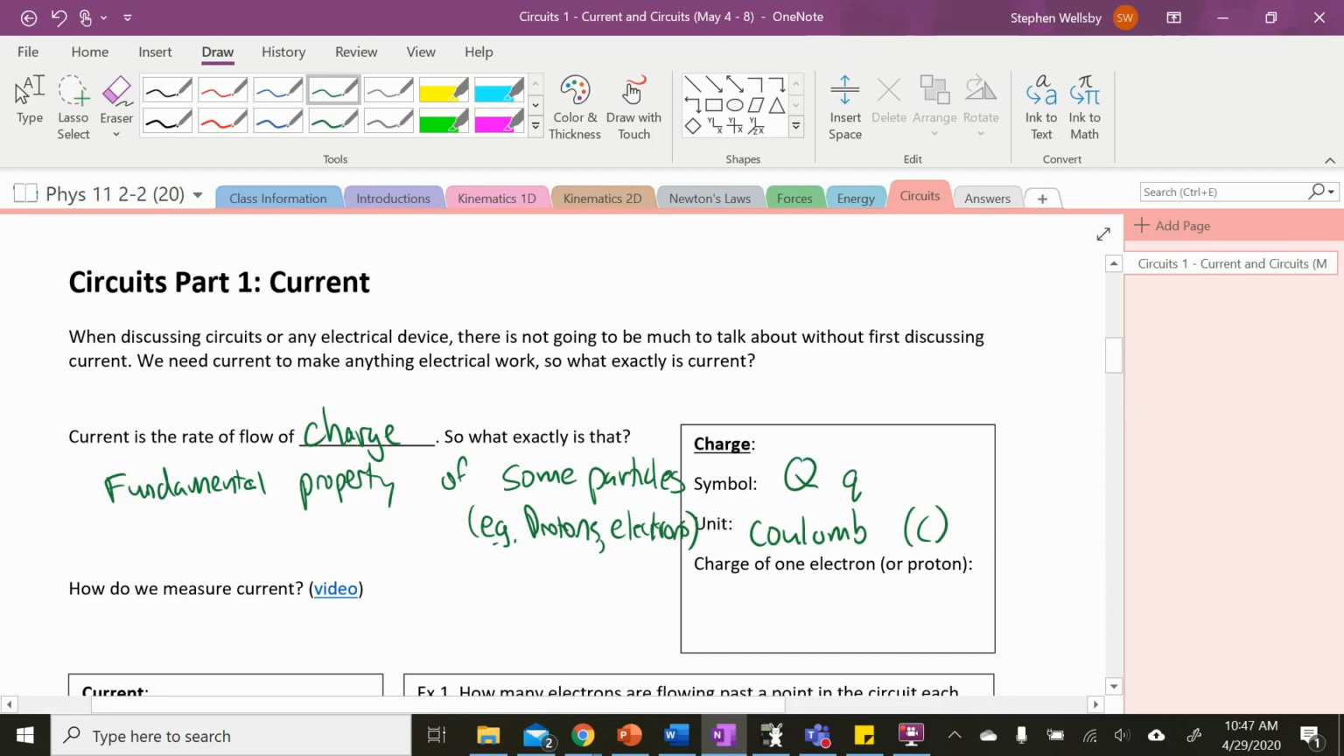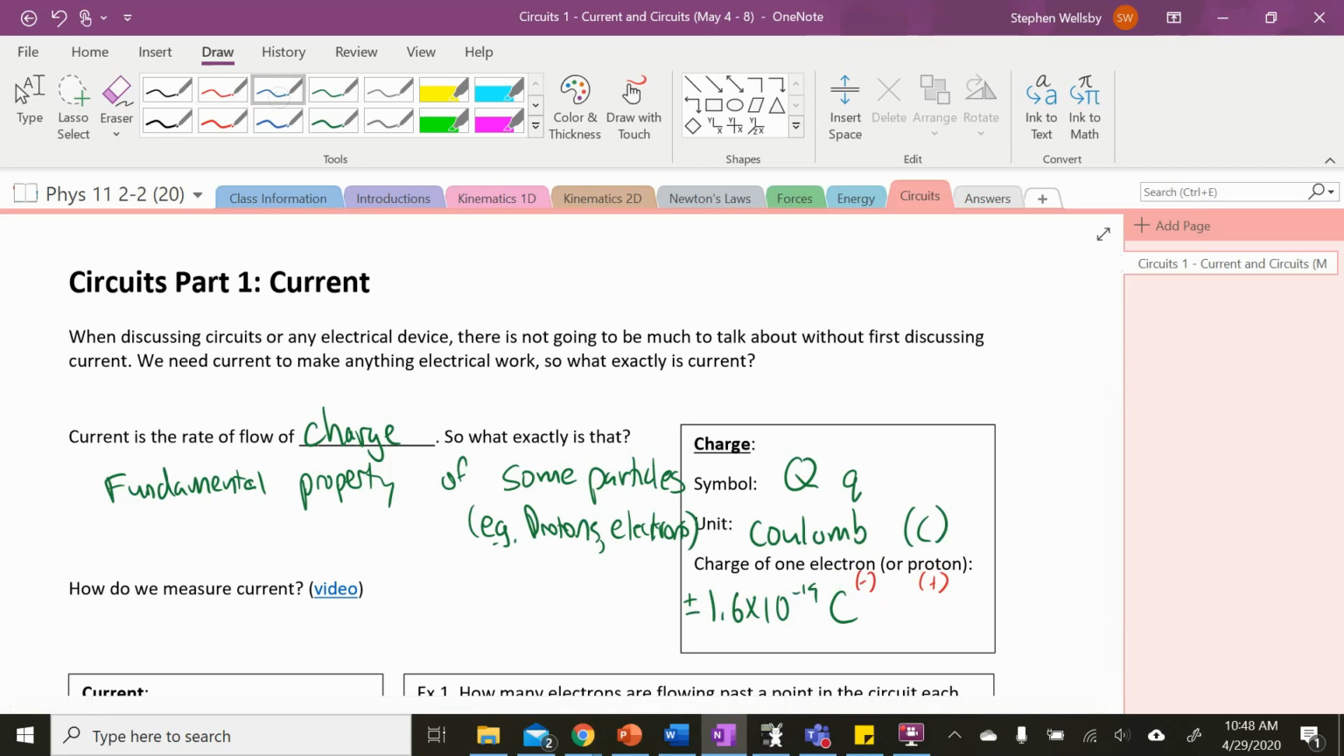If you want to look at the charge of one electron, just to give some idea of scale, the charge of one electron is 1.6 times 10 to the negative 19 coulomb. So it's a very, very small amount. Of course, if it's an electron, it's going to be negative. If it's a proton, it's going to be positive. So just a note there: negative for electrons, positive for protons.